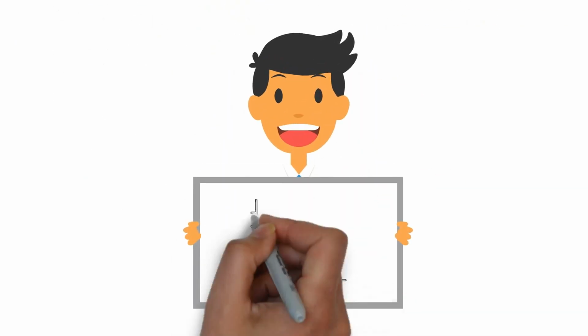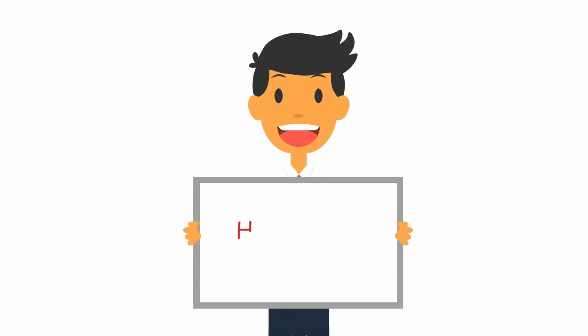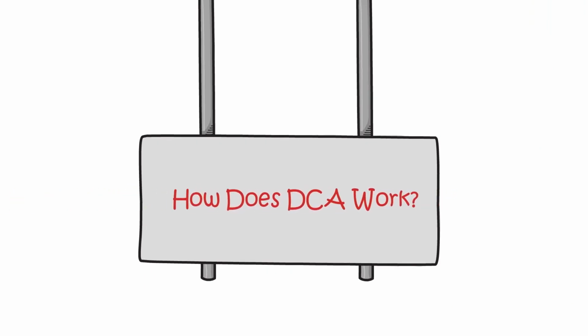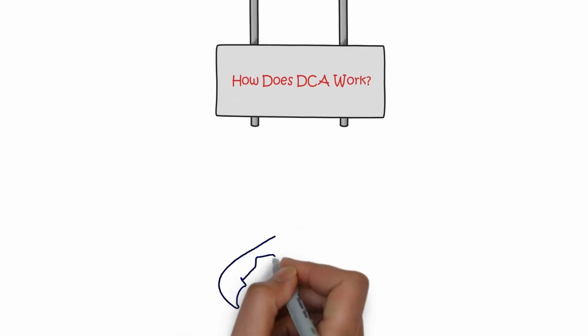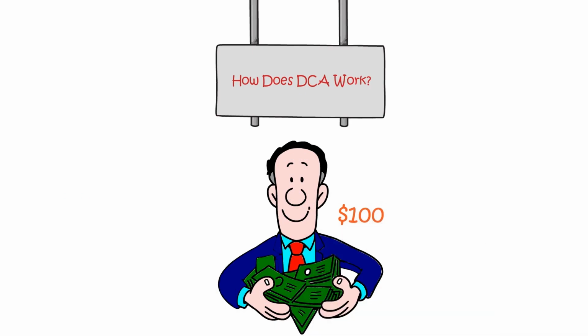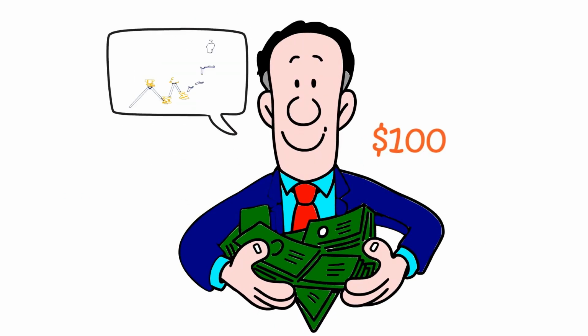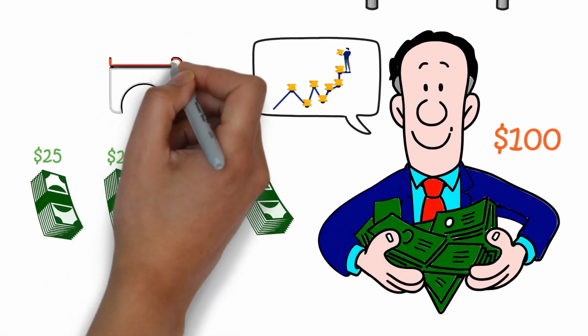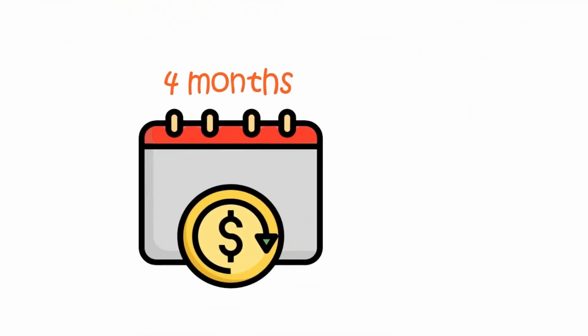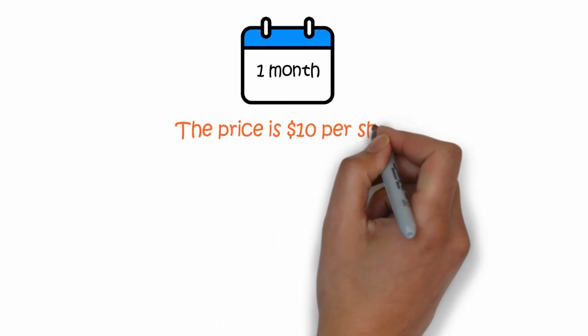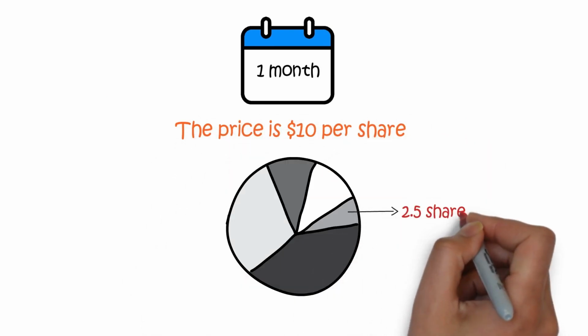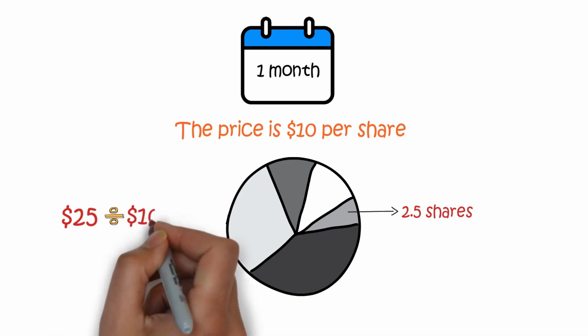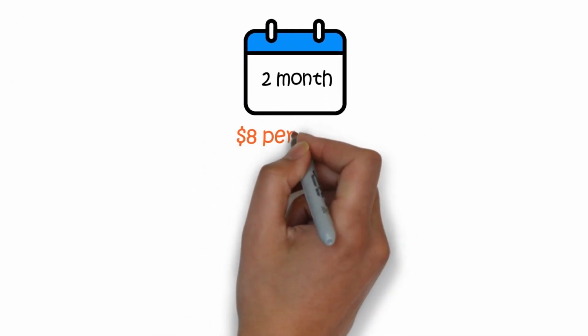Now that we understand what dollar cost averaging is, let's explore how it works in action. How does DCA work? Let's use an example. Imagine you have $100 to invest in a specific stock and decide to use DCA. You could split this amount into 4 equal parts of $25 and invest them monthly. Over these 4 months, the price of the stock fluctuates. In the first month, the price is $10 per share, so you can buy 2.5 shares because $25 divided by $10 equals 2.5. In the second month, the price dips to $8 per share.